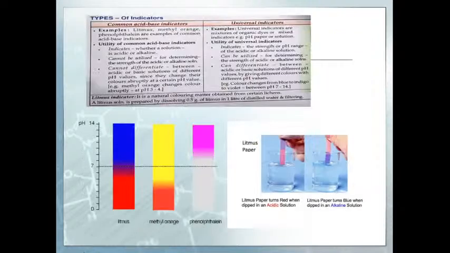Okay, so just now we have already discussed the common acid base indicators, that is litmus, methyl orange, phenolphthalein. These are the common acid base indicators, and where we use them, we just want to find out whether the given substance is acidic or basic. How many students are watching?